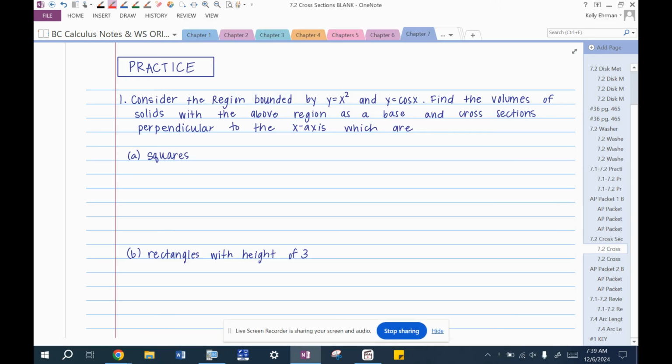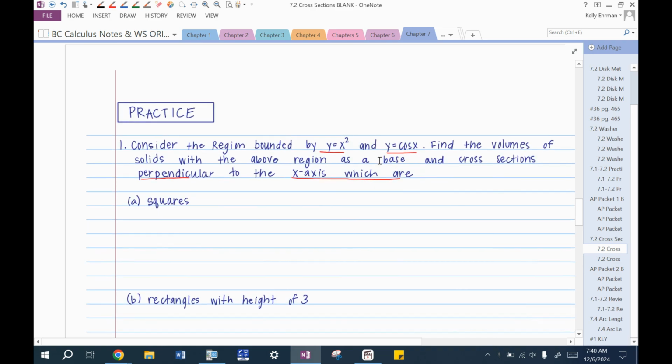All right, so let's go through these practice problems. We're going to use our calculator for these. This one says, consider the region bounded by y equals x squared and y equals cosine x. Find the volumes of the solids with the above region as a base, and the cross sections are perpendicular to the x-axis.